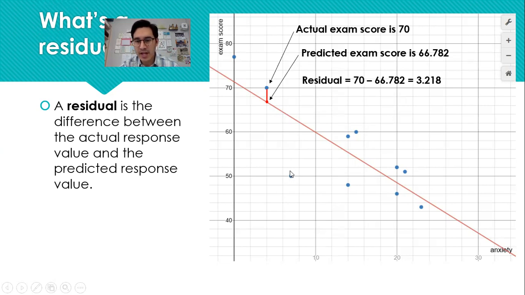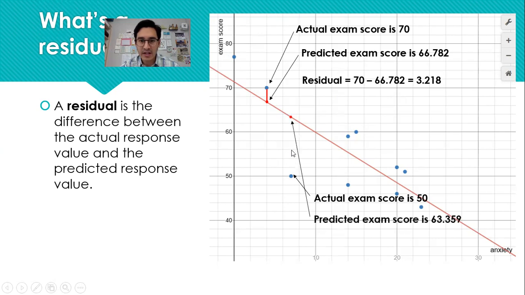Let's look at the next student over to the right. That student had an exam score of 50 points. And based on that anxiety level, we could go to the linear model and get a predicted exam score, which would be about 63 points, and then take that difference to get the residual. So 50 minus 63 gives us a residual of negative 13.359. In this case, we would say that this particular student scored 13 points below what the model predicted, or the student underperformed compared to what the model predicted.